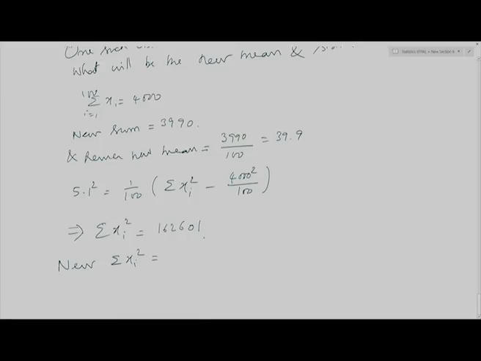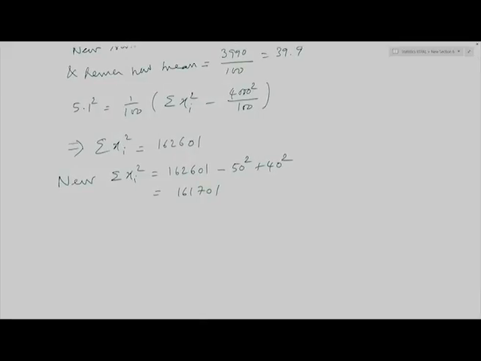Now the new sigma xi square: remember, one term is replaced, 50 is replaced and 40 is added. Therefore, 162601 minus 50 square plus 40 square. So the new sigma xi square will be 161701.